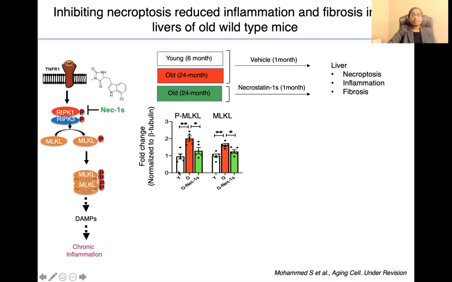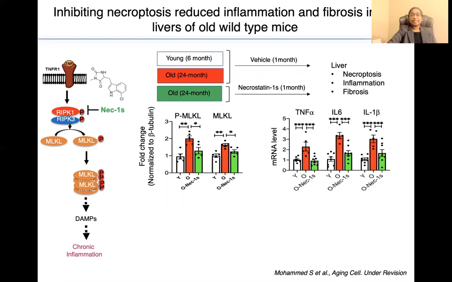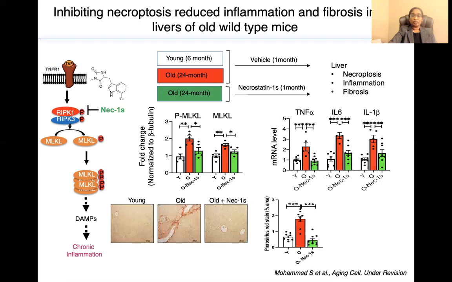As we can see here, the increased phospho-MLKL and MLKL expression in the old mice was significantly reduced by necrostatin treatment. Similarly, the increased transcript levels of TNF-alpha, IL-6, and IL-1 beta that were elevated in the old mice were significantly reduced by necrostatin treatment.